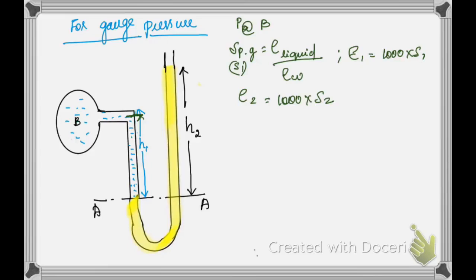Pressure will be the same for all points on a horizontal surface, so the pressure above the horizontal datum line AA in the left limb as well as in the right limb of the manometer should be the same. So the pressure should be the same. So pressure above AA in the left limb.